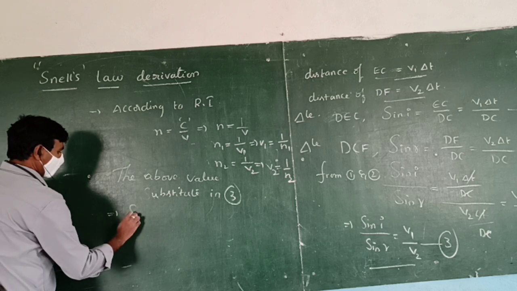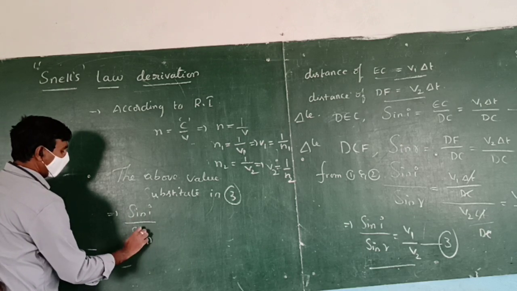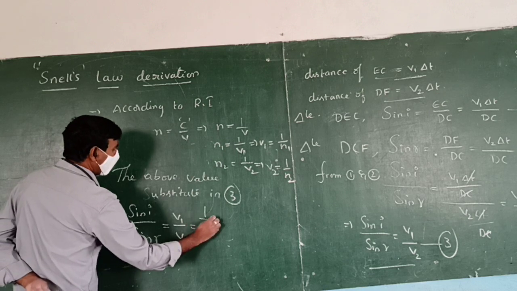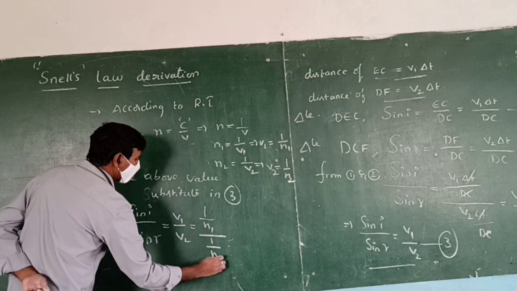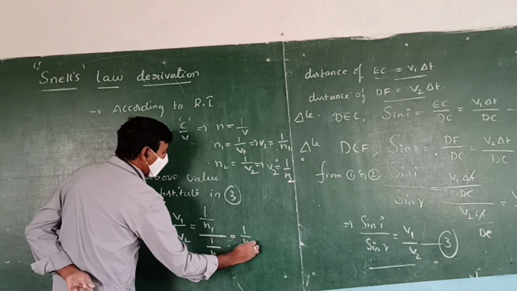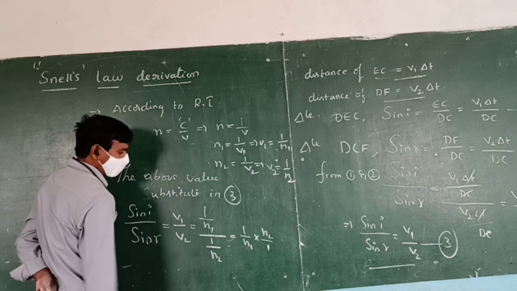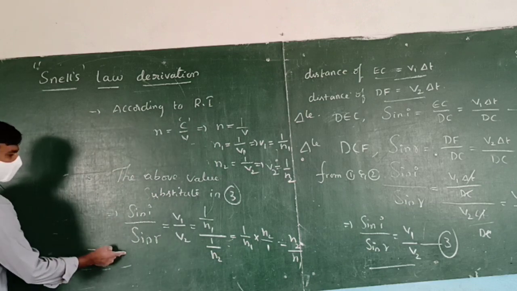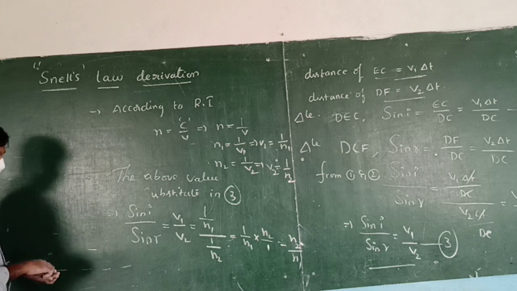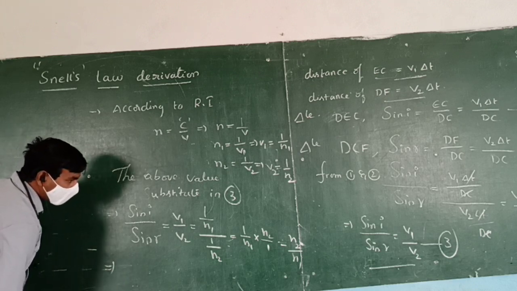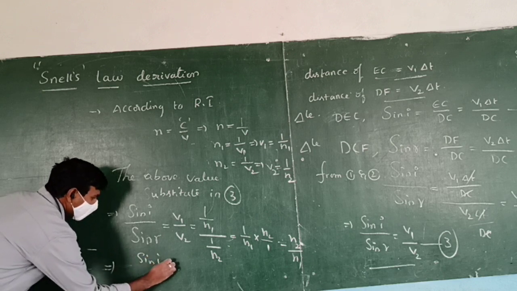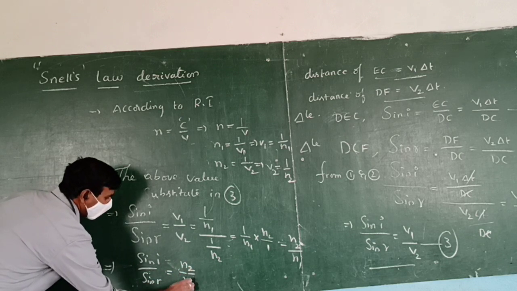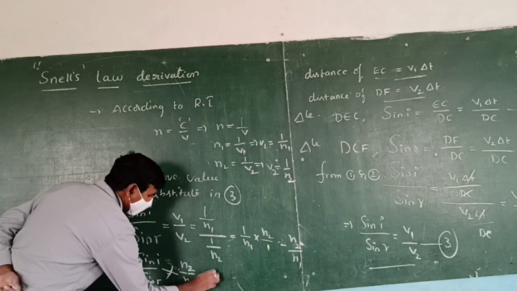Sin i by sin r equals V1 by V2, and V1 is 1 by N1 and V2 is 1 by N2, so it is 1 by N1 into N2 by 1. Finally, sin i by sin r equals N2 by N1. Now we do the cross multiplication, and we get Snell's law.